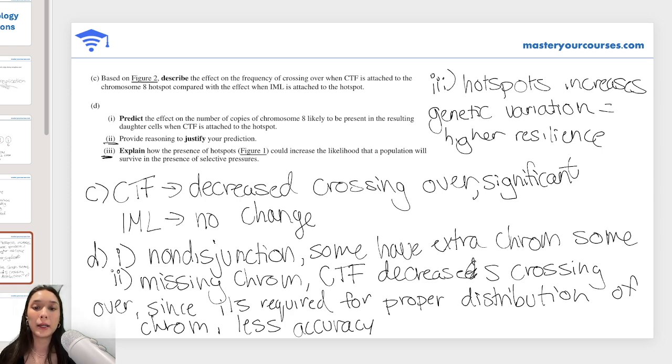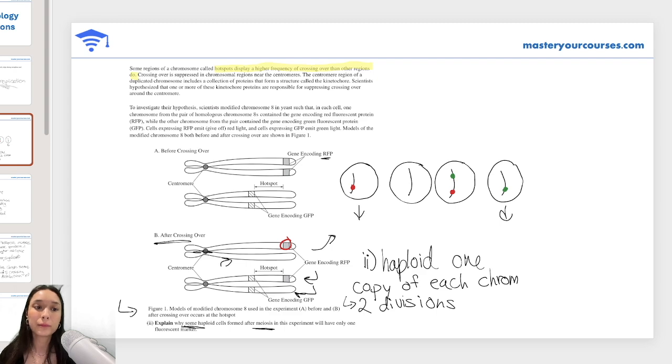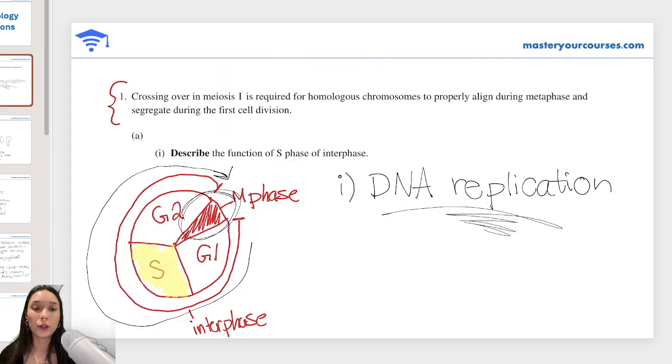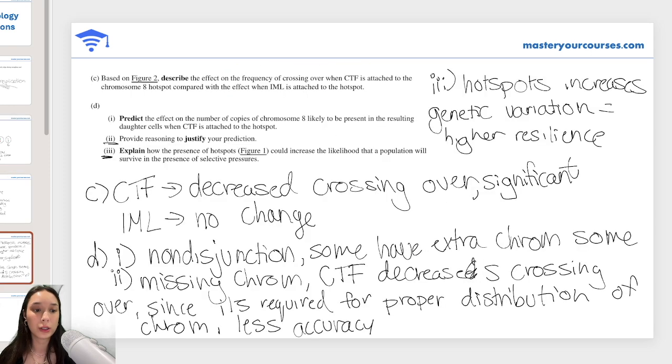It wasn't too bad. Here are all your answers for them. This one was probably worth about 10 marks. Okay, so this is number 1.